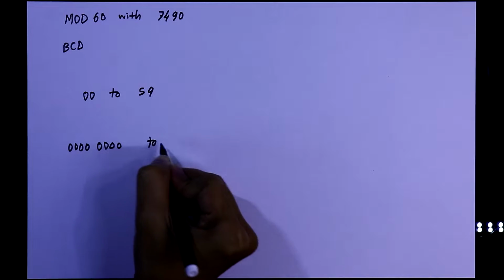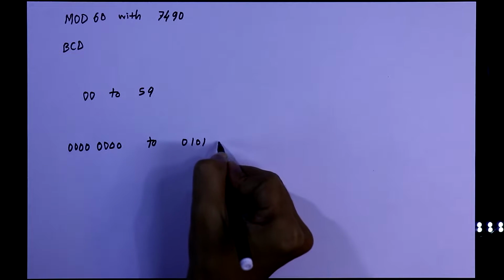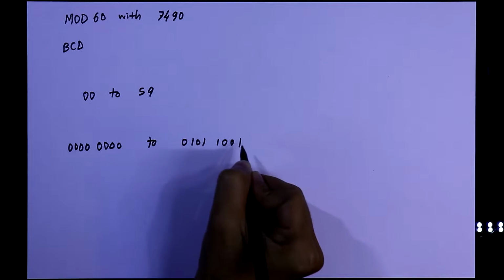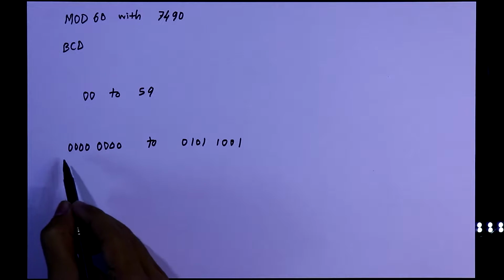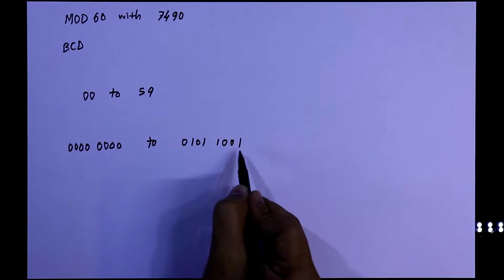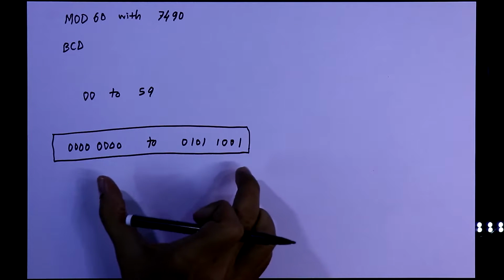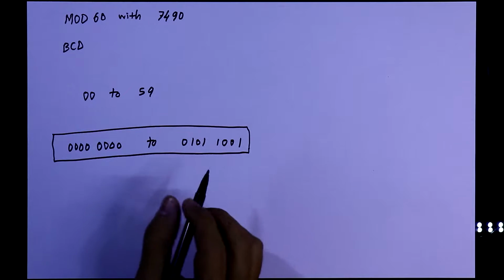0000 to 0101, 1001. So from 0000 to 0101, 1001. So keeping this in mind, we have to design our circuit.